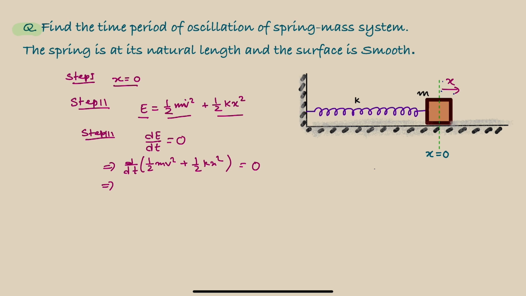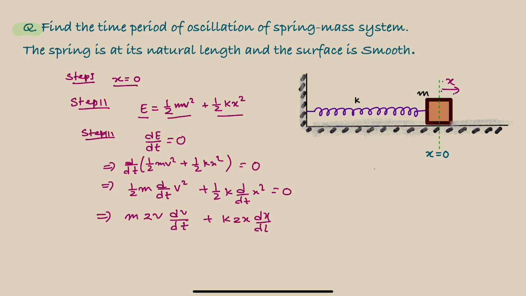Here, remember this v and x both are instantaneous because we are writing it for certain instantaneous values. So this is half m d/dt of v squared plus half of k d/dt of x squared equal to 0. I will apply the chain rule. Half will be cancelled, so 2v dv/dt plus k multiplied by 2x dx/dt equal to 0.